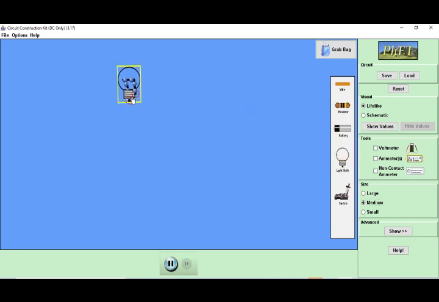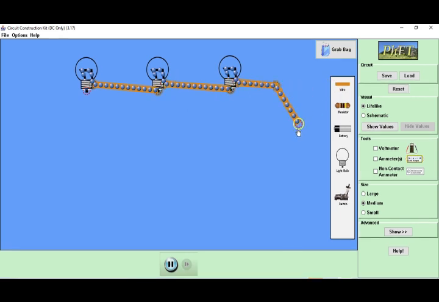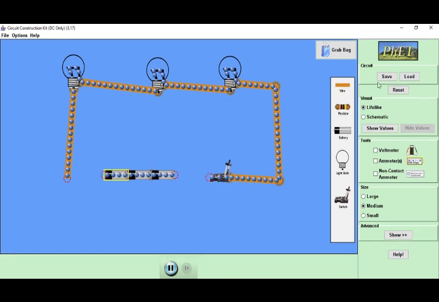So, we will construct series circuits first. I will use 3 bulbs to show you how a series connection is. So I have here 3 bulbs and we have the wires. The wires should be connected from a positive to a negative terminal, series connection. So these are the wires for the series connection. Now I will put a switch. Okay, let's have 3 batteries for the power source. Now, the circuit is complete for series connection.